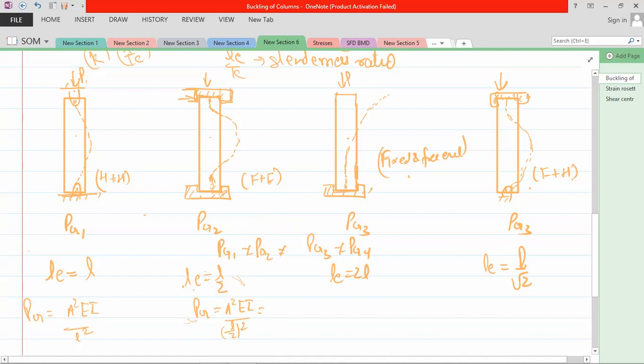P critical is equal to 4 pi square EI upon L square. Sorry, for the free end, P critical is equal to pi square EI upon 4 L square, and here P critical is equal to pi square EI upon L square.